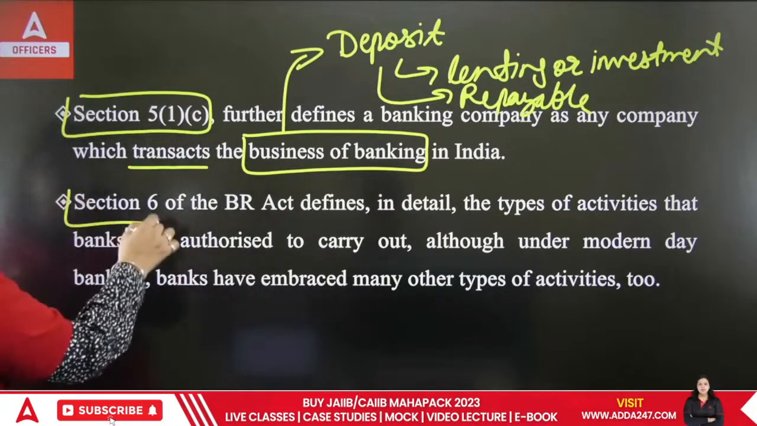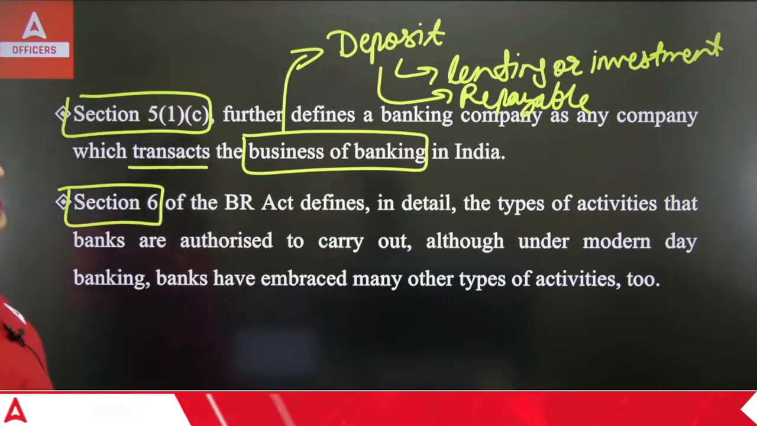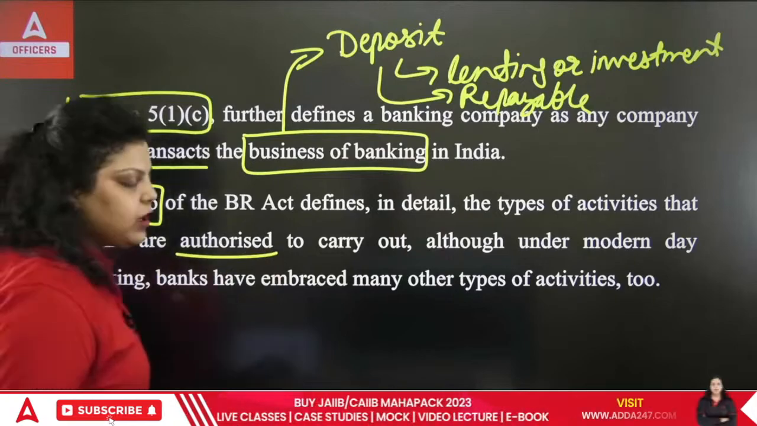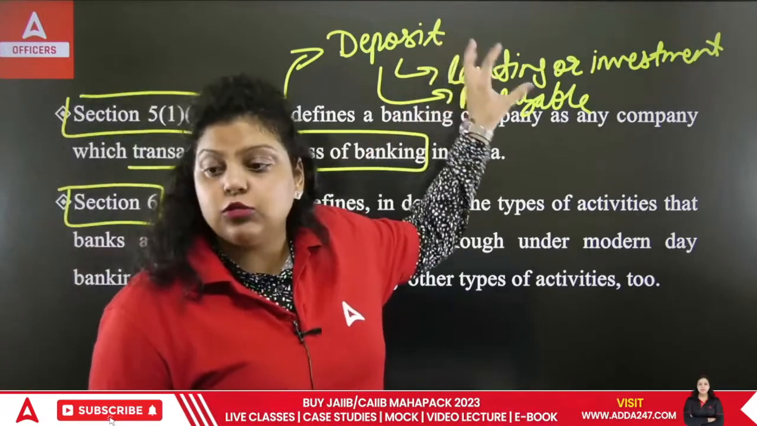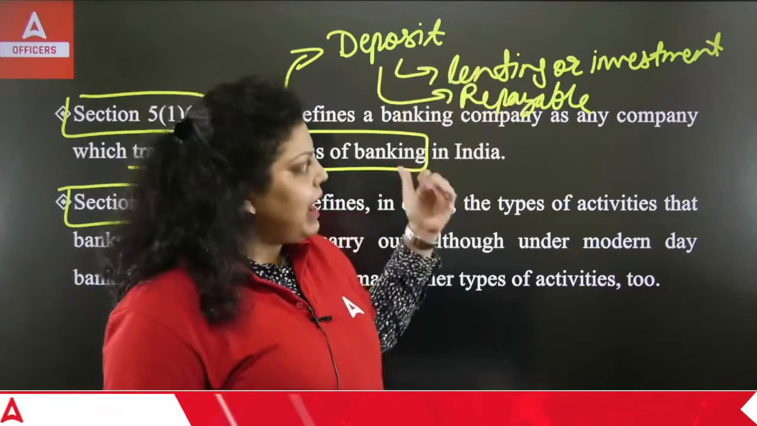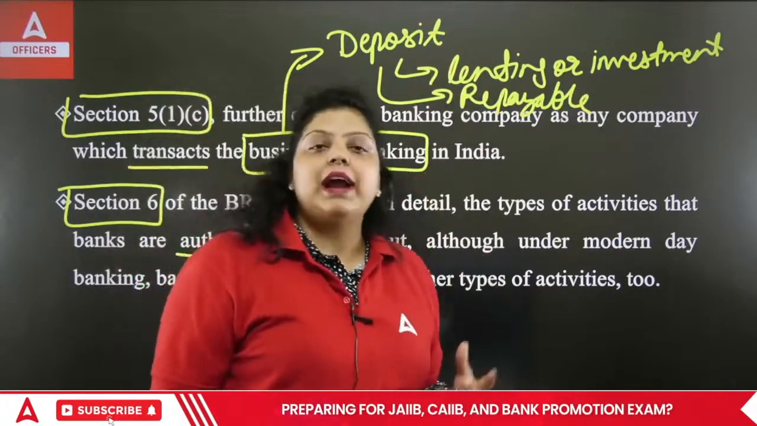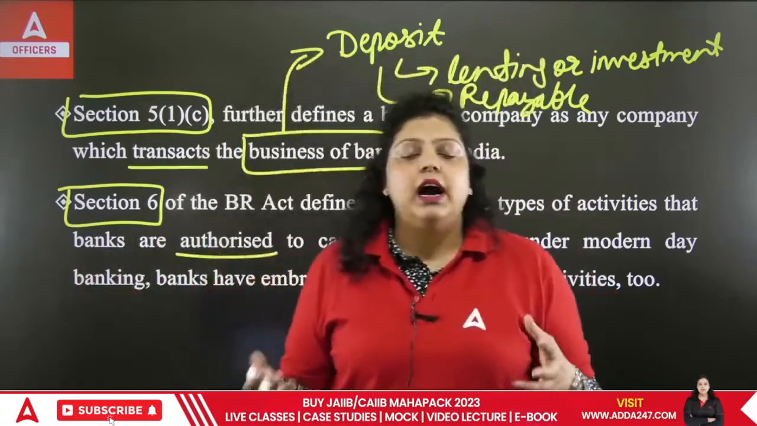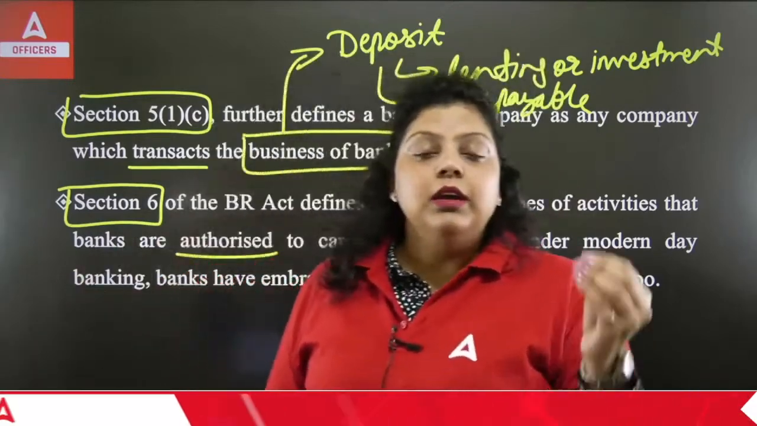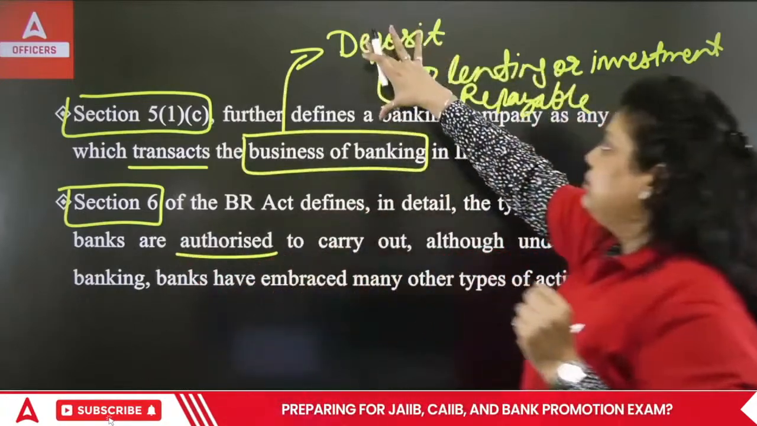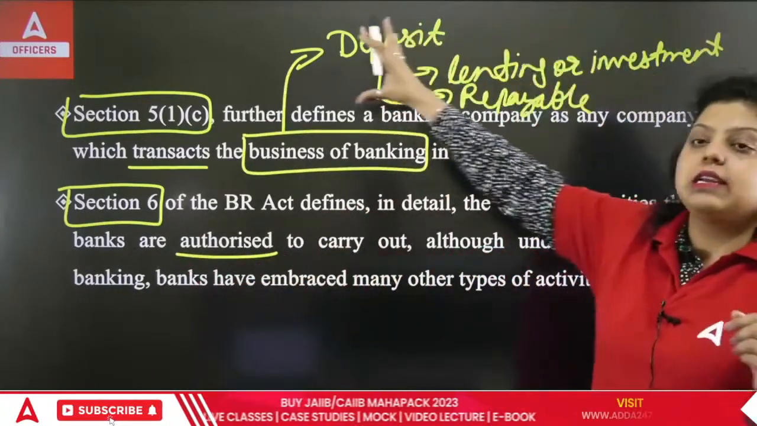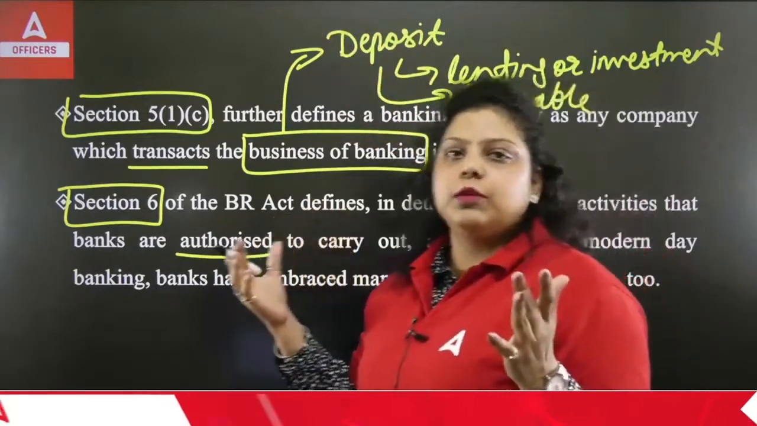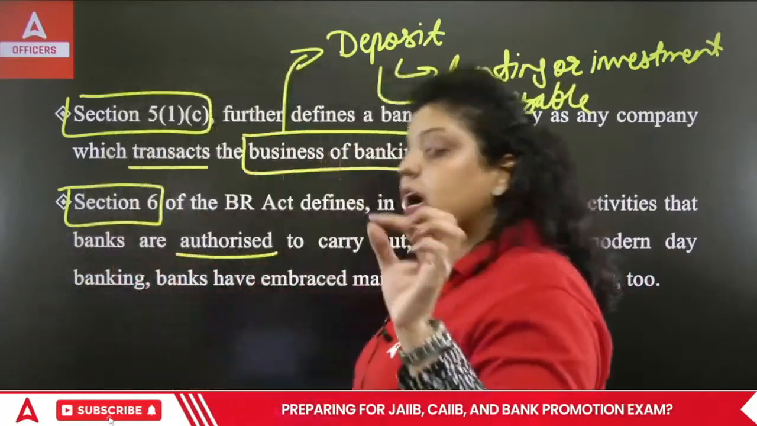Now section 6 of the Banking Regulation Act defines in detail the types of activities that banks are authorized to carry out. This is the business of banking, but it is not the only service that a bank provides to its customers. Banks provide mutual funds, demat accounts, insurance, international credit and debit cards, etc. This is the core business of a bank, but apart from that, many services are provided to the customer.